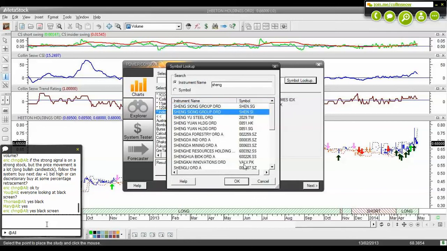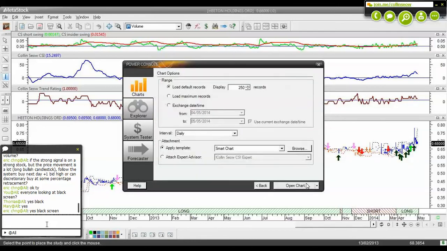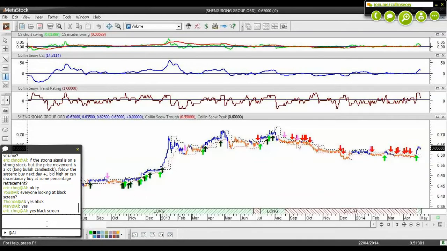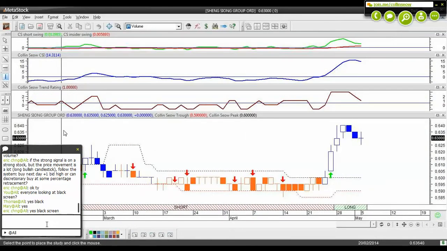Sing Song Group. Okay, so Sing Song is good. See, because on the 27th of April, which is here, 27th April, 25th. So this day is the clear closing day. On 27th April, you will know that this arrow is a strong stock. Correct. So next day on the 28th, you can buy already, correct.